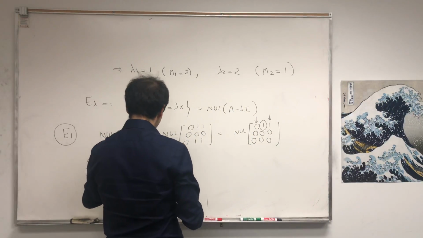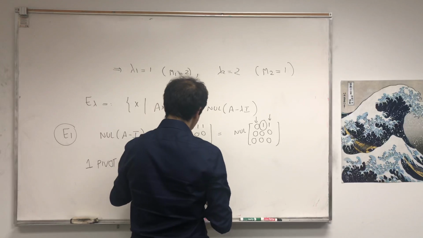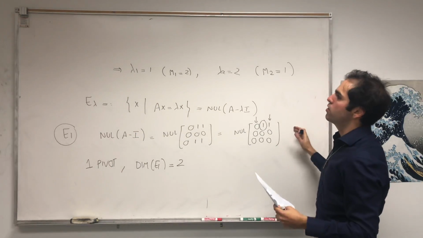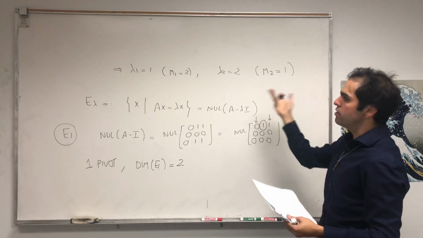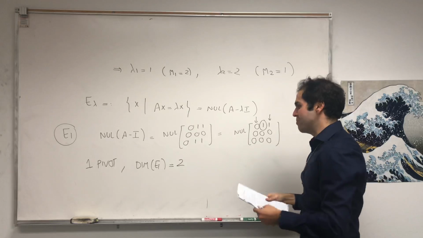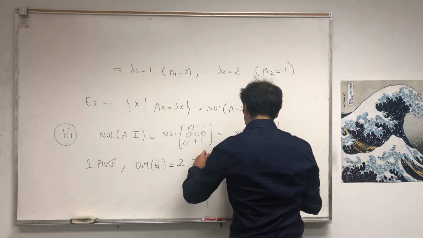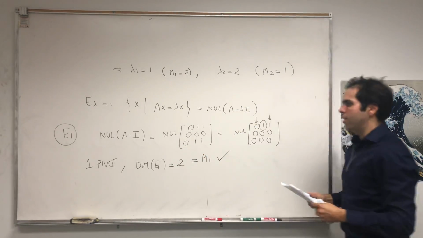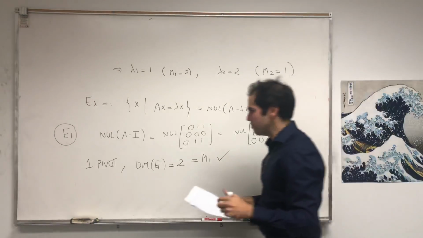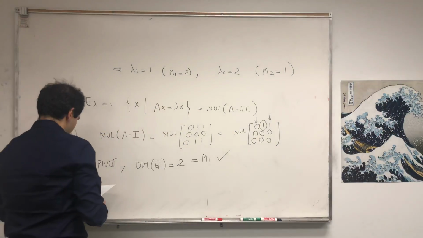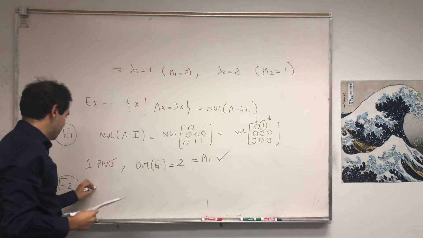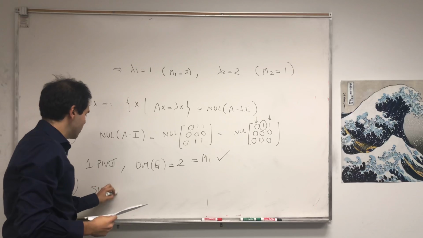So the dimension of E1 is then 2. If we solve this equals 0, you get a basis of two vectors, which matches precisely the multiplicity. And it turns out for E2, it's also true. So if you want to similarly check, well, let me remark on that.